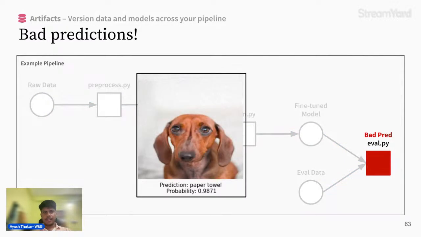So let's say you have an evaluation which is a bad evaluation. In this case, this cute dog was predicted as a paper towel with a lot of confidence, 98% confidence that it is a paper towel. That's sad. I mentioned something called artifacts previously, and artifacts can be useful to build a lineage like this, to version the datasets and version the model.